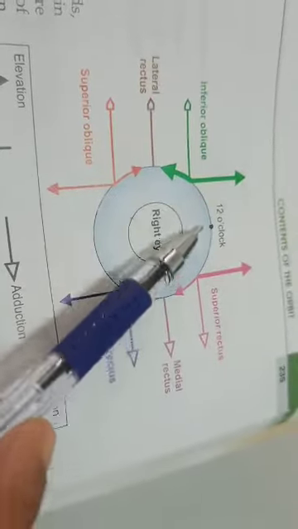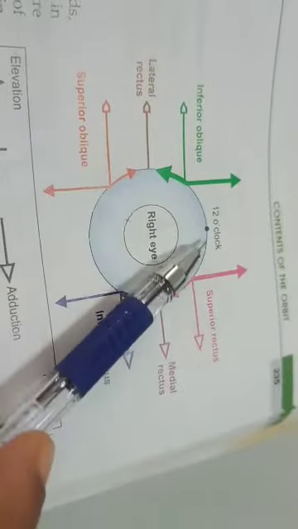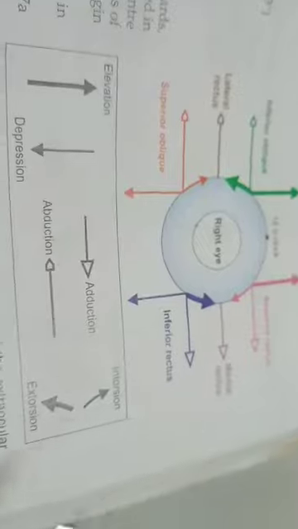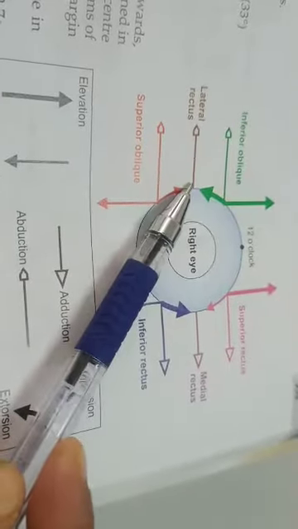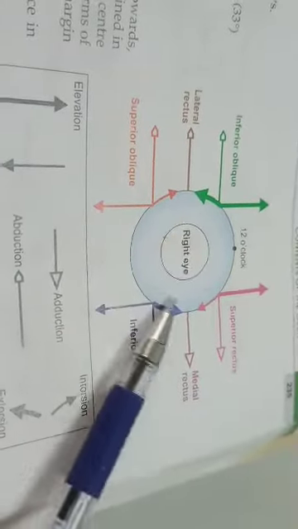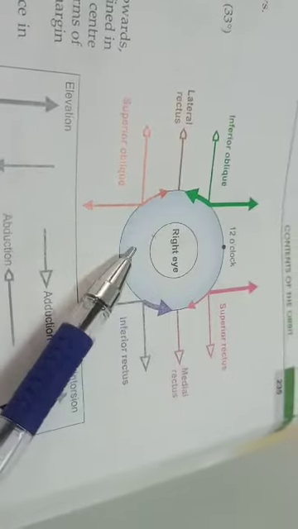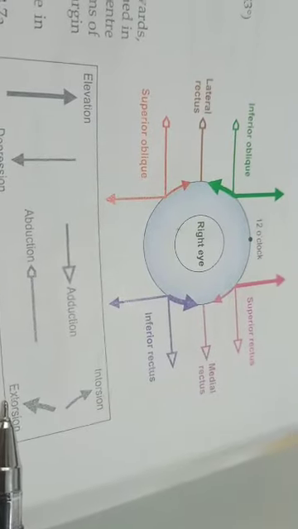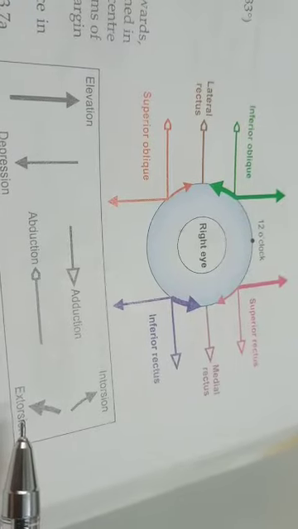Then the opposite direction, this rotatory movement, that is anti-clockwise movement, is known as extorsion. It is produced by the inferior oblique muscle and also by the inferior rectus muscle. So there are two rotatory movements here, intorsion and extorsion. These are the actions, the movements, and the muscles causing movements of the extraocular muscles.